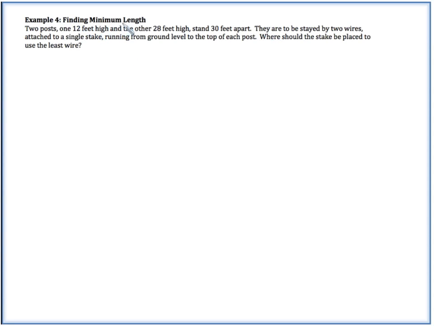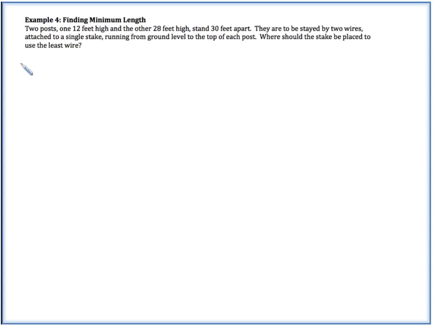In this example, we're going to be asked to find a minimum length, and it says two posts, one 12 feet high and the other 28 feet high, stand 30 feet apart. They are to be stayed by two wires attached to a single stake running from ground level to the top of each post. So where should each stake be placed to use the least amount of wire?